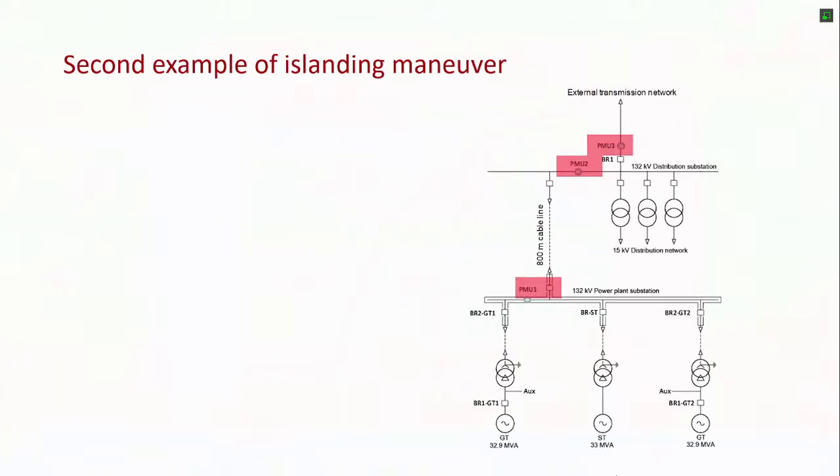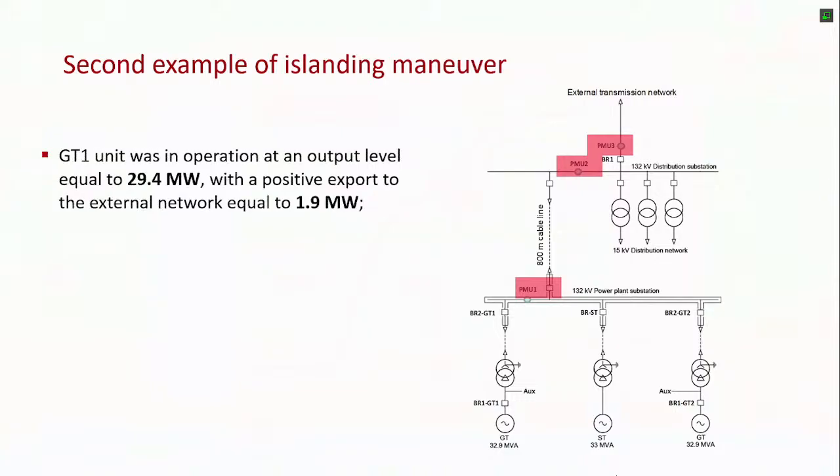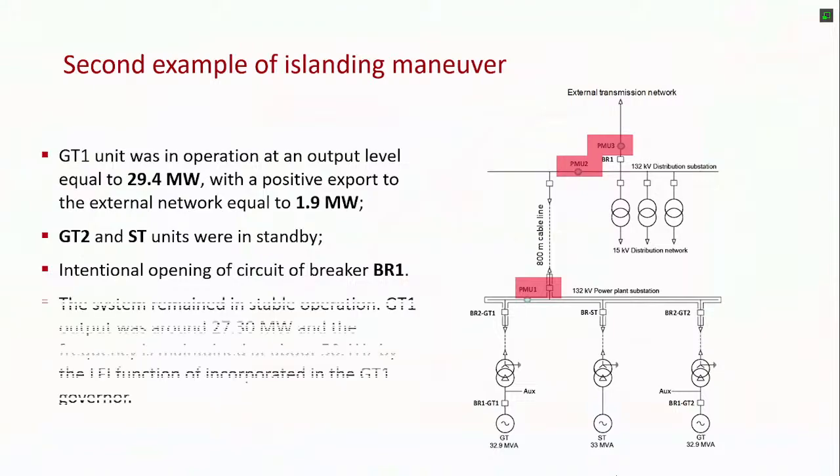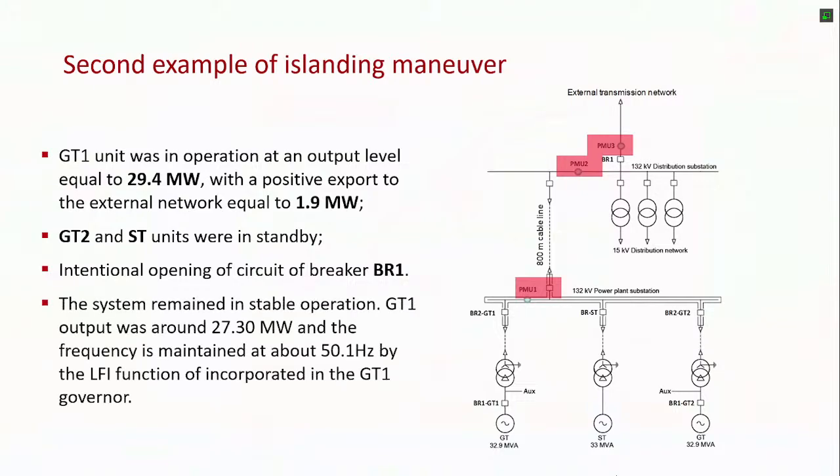Another islanding maneuver was this one, where the gas turbine was in operation at an output level of 29 megawatt with a positive export to the external network equal to 1.9 megawatts. So there is overproduction, and the steam turbine was in standby. So there is the intentional opening, and the system remains stable in operation. The gas turbine output was around 27.3, so it decreased, and the frequency is maintained about 50 Hz.